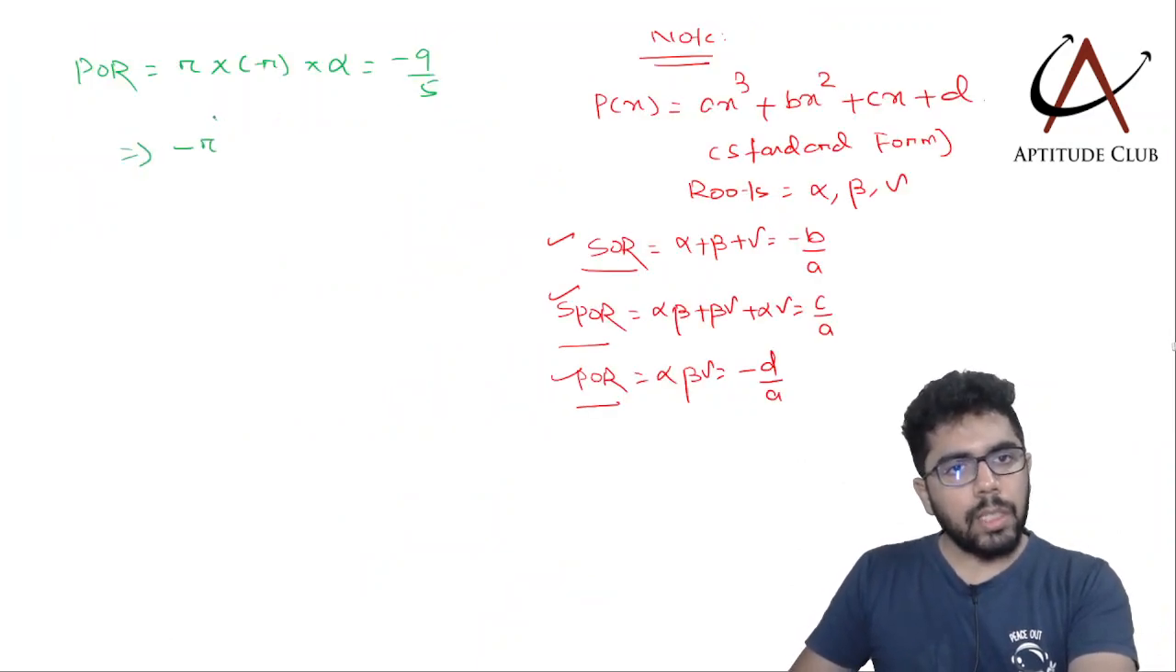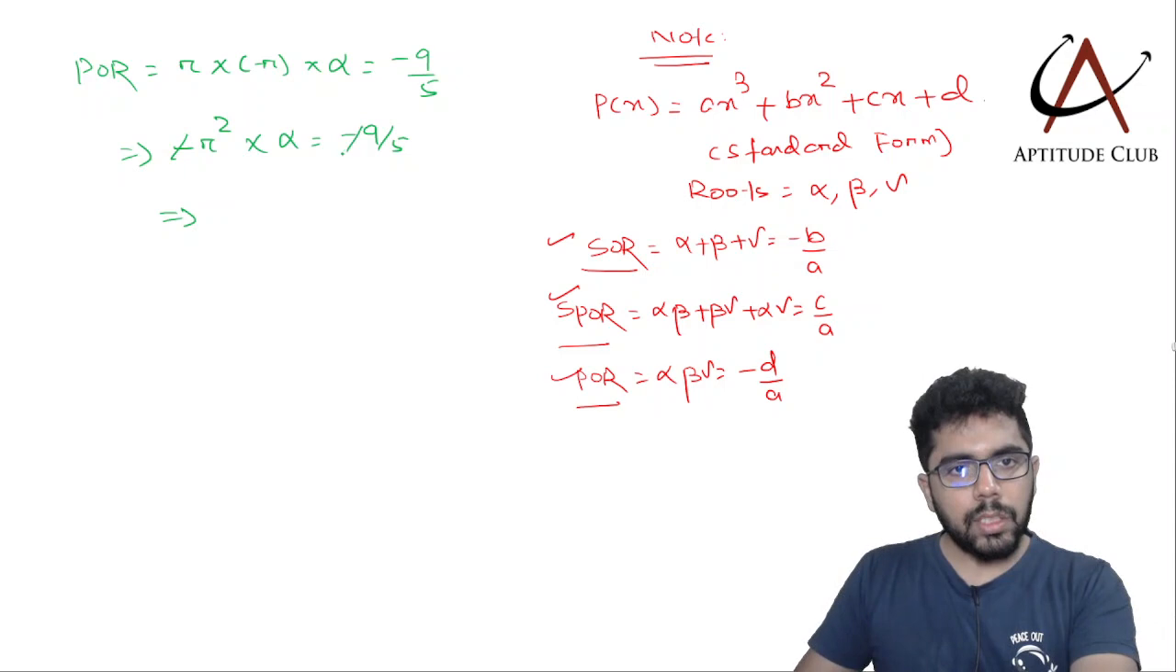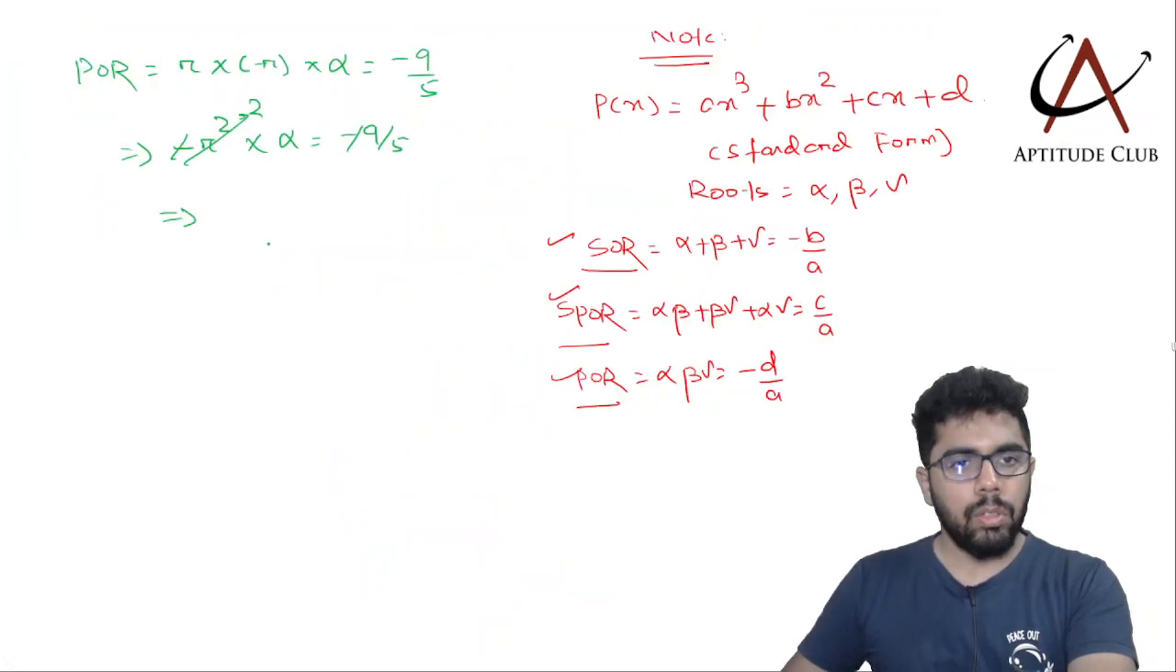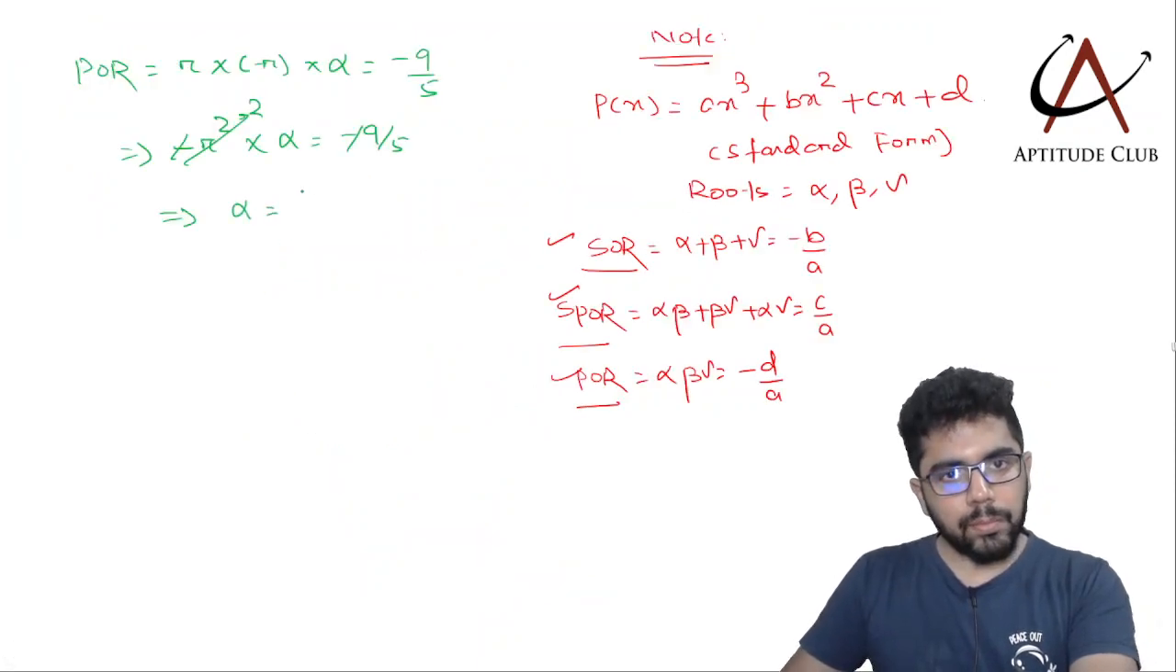So you get minus r square into alpha is equal to minus 9 by 5. So minus gets cancelled out. R square, the value here I can put it as 2, because r square is equal to 2. So I will get alpha is equal to 9 by 10.